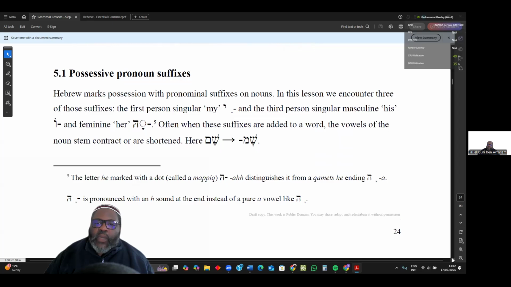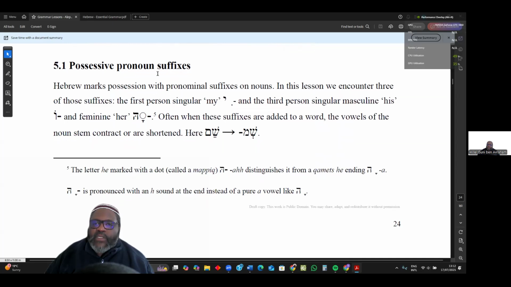In the next lesson, we are going to be looking at 5.1, the possessive pronoun suffixes.